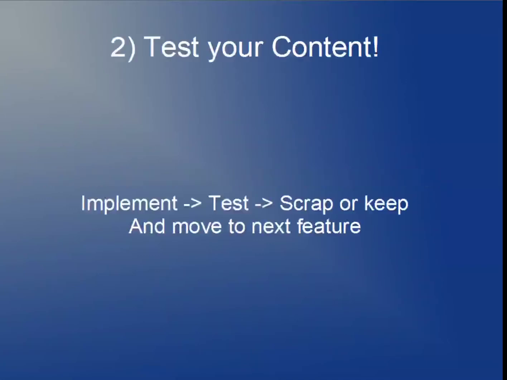So, step 2, test your content. This is where the bulk of development occurs. In full production, this is a damn near endless cycle of implementing a feature, testing the feature, and then either scrapping the feature or moving on to the next feature until your game is feature complete. And the word feature has now stopped meaning anything, as I've said it so many times.